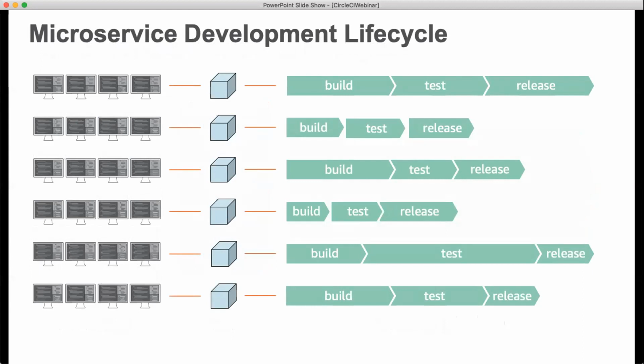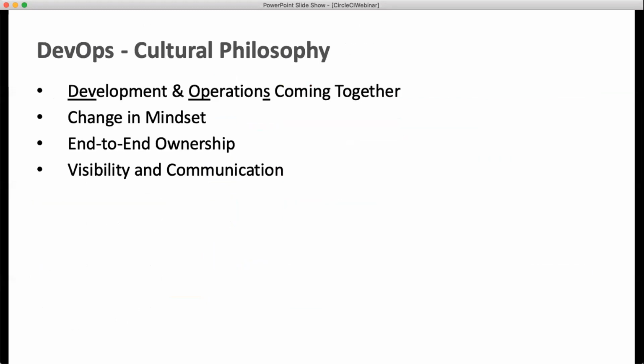It doesn't matter, because as long as service 2 has the services available, service 1 can release anytime they want. So that's a big benefit of going into microservices. One of the big benefits of the microservices lifecycle architecture.